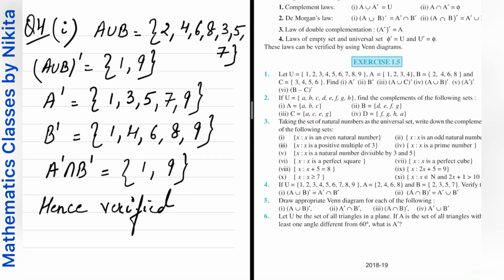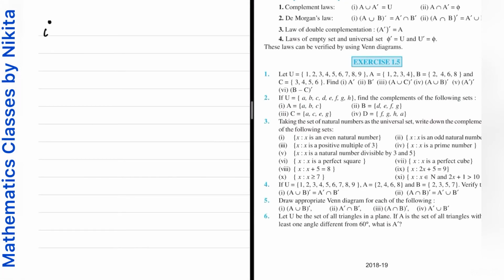So you can see that A union B whole complement is equal to A complement intersection B complement. Okay. Similarly, we can do the second part. So for the second part, first let us find what is A intersection B. So start with A intersection B.